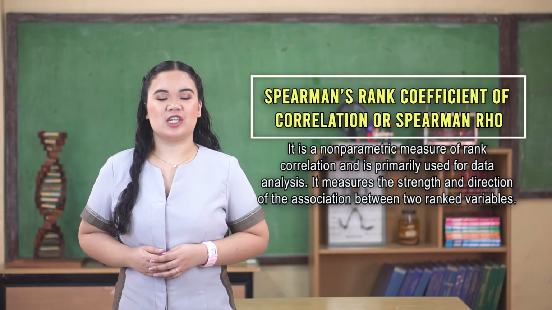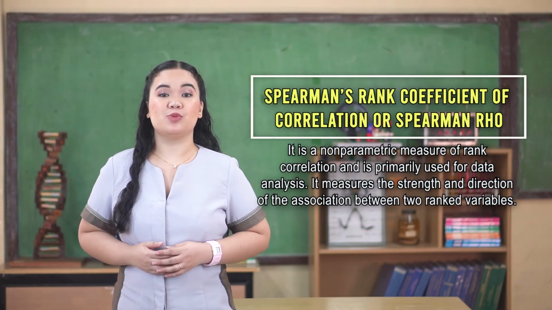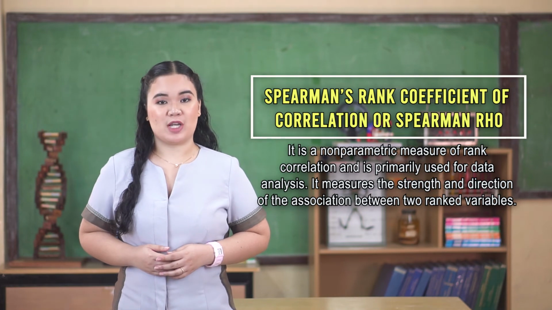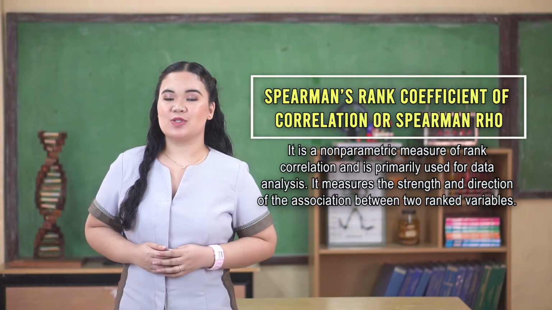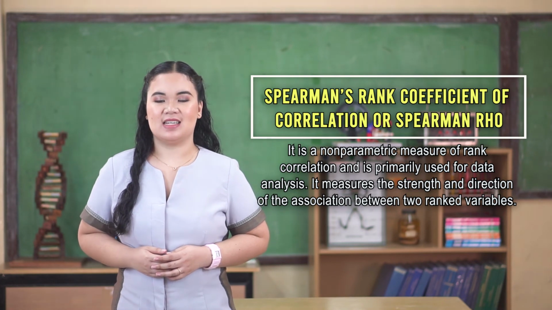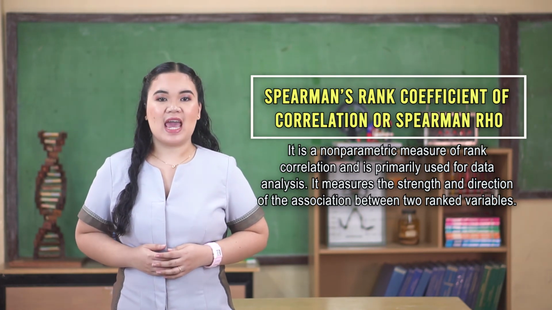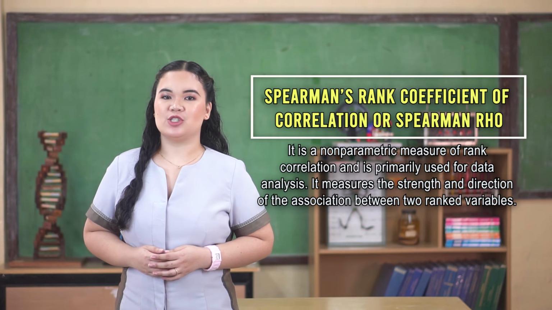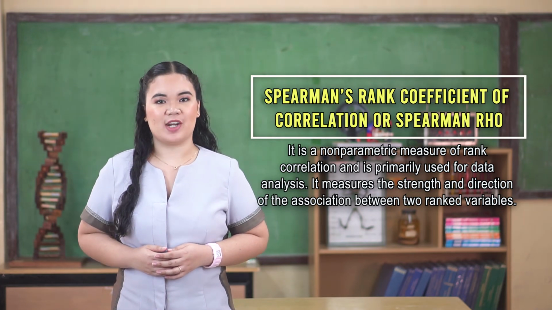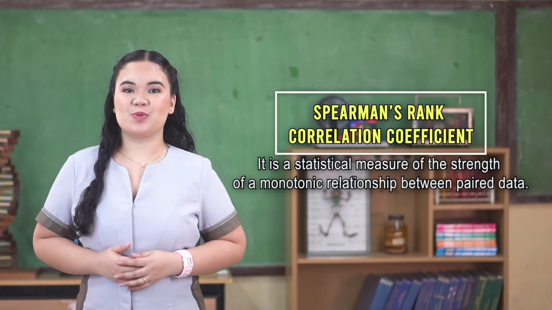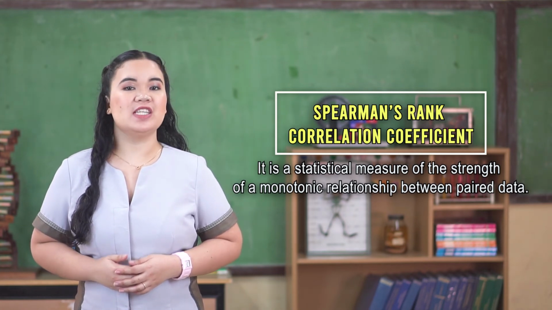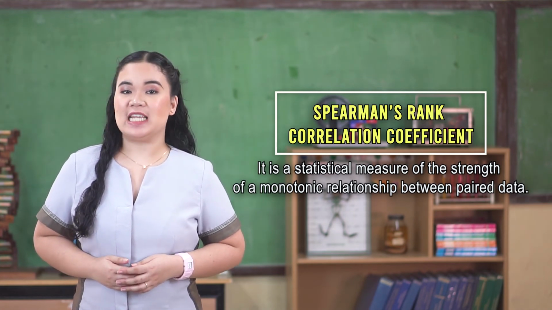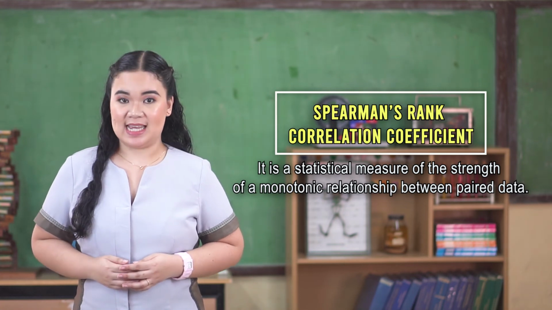We learned that the Spearman's rank coefficient of correlation, or Spearman rho, is a non-parametric measure of rank correlation and is primarily used for data analysis. It measures the strength and direction of the association between two rank variables. Spearman's rank correlation coefficient is a statistical measure of the strength of a monotonic relationship between paired data.